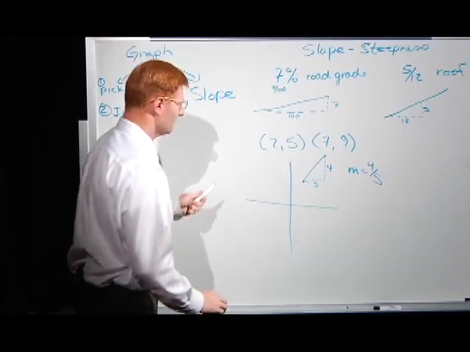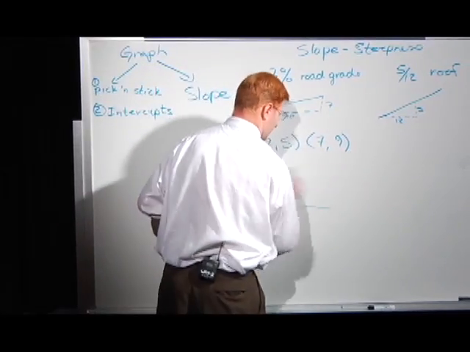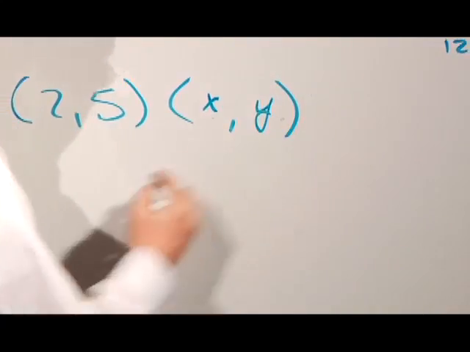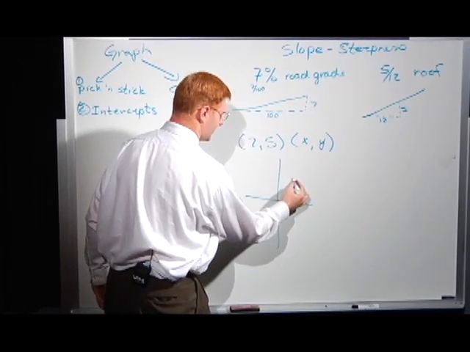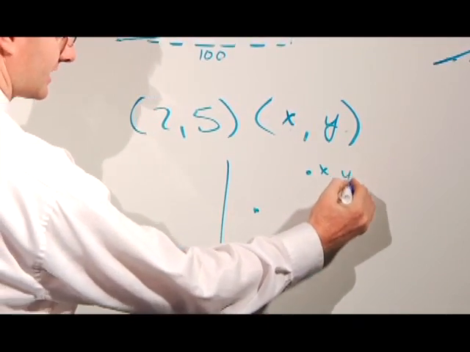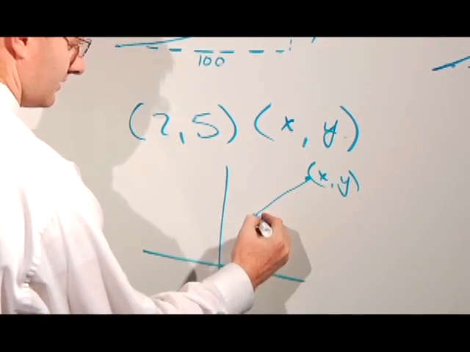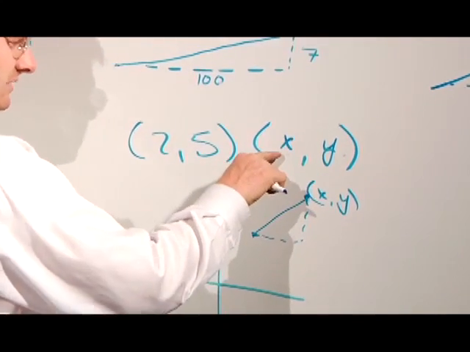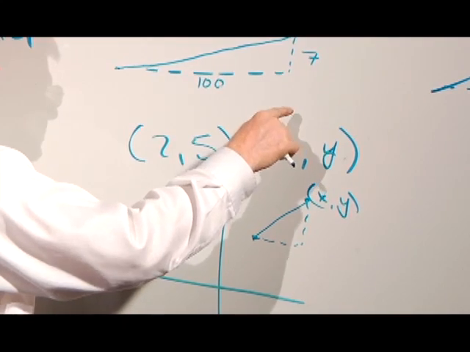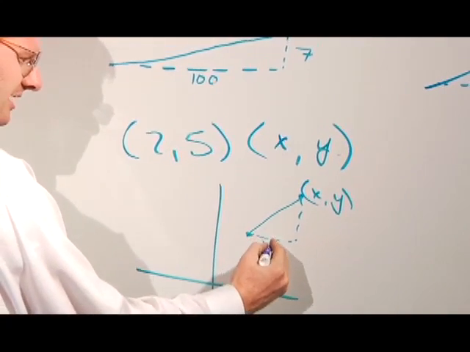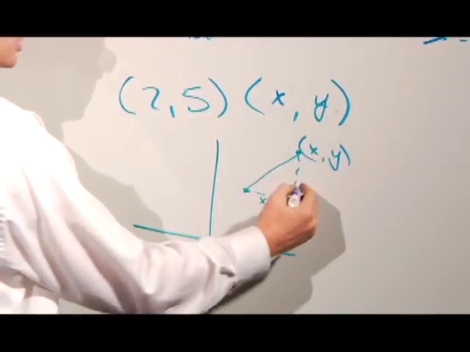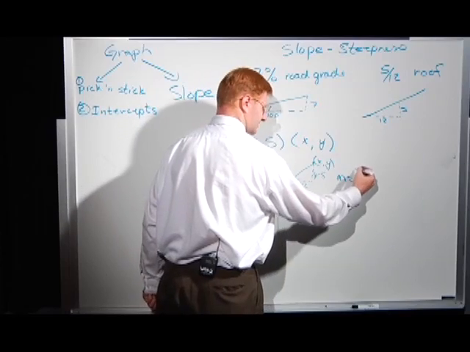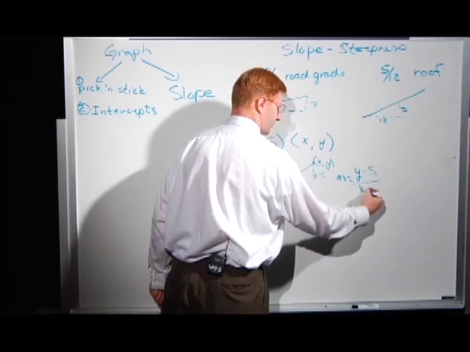So do that a couple of times, and then you can say, okay, so what's the slope between, say, what if the point's somewhere we don't know? (2, 5) and (x, y). How do you get the horizontal and the vertical? Well, what did we do last time? When we had a 7 here, it was 7 minus 2, which was 5. So this is going to be x minus 2. This is going to be y minus 5. So the slope, even though we don't know what this point is, we can say is y minus 5 over x minus 2.